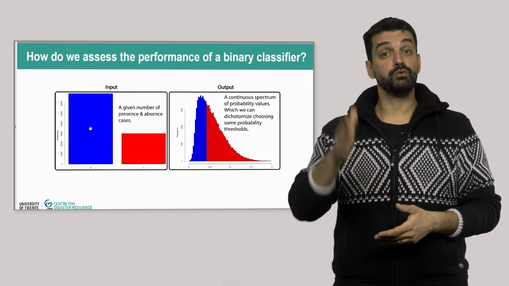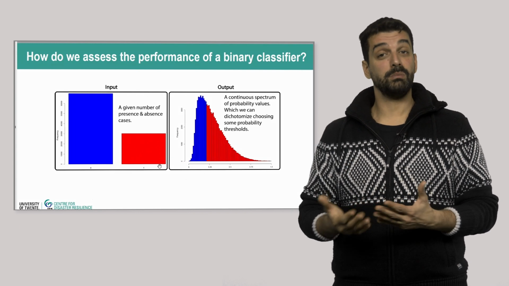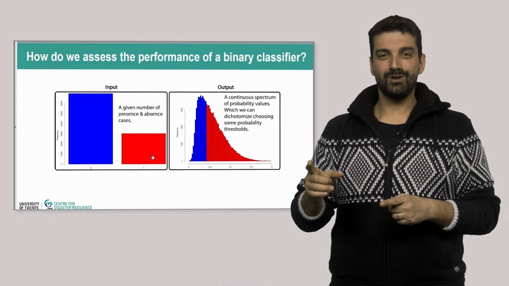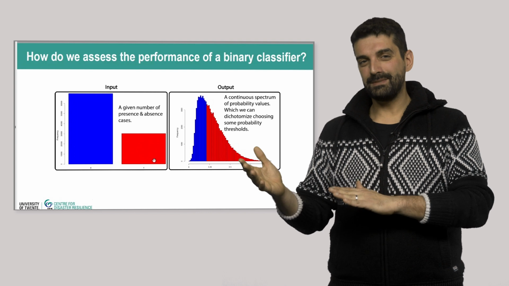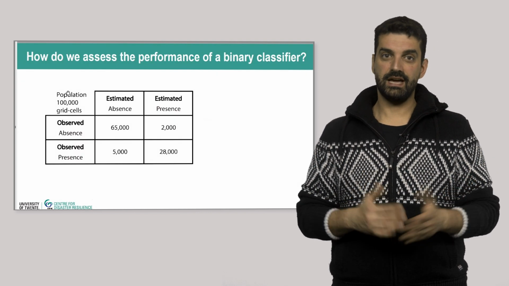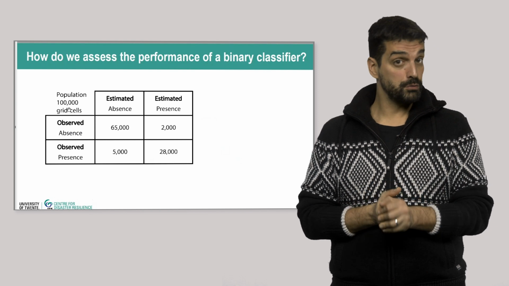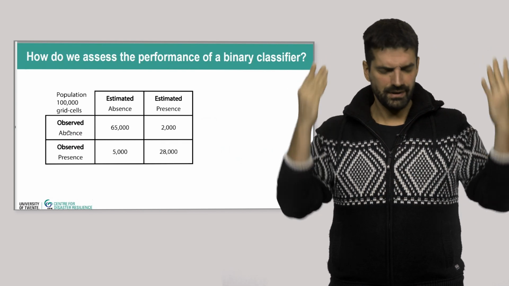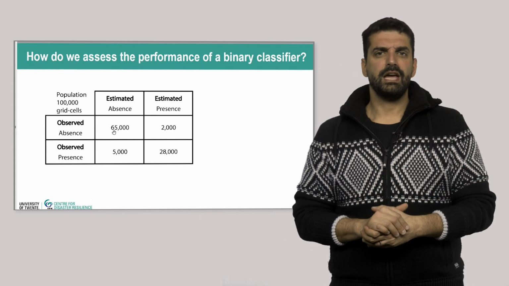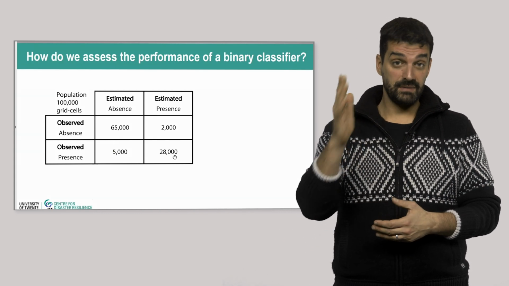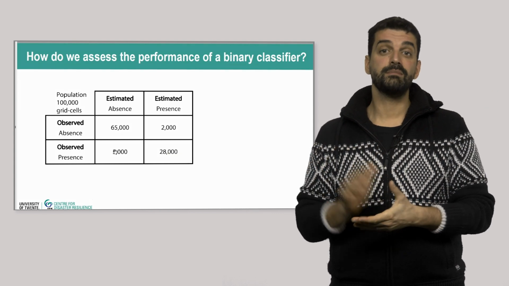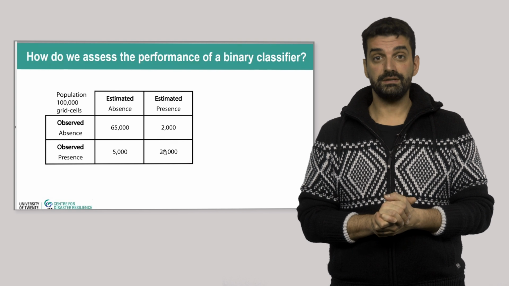So what you can do is cut the probability spectrum into parts and see if what was, let's say, absence will be confirmed as absence, and what's presence is presence again. This is done here with a confusion matrix. We will take a theoretical example for 100,000 grid cells or slope units, and see that the absences that have been estimated can be confirmed as absence in the observation, and the same thing is now done for presences.